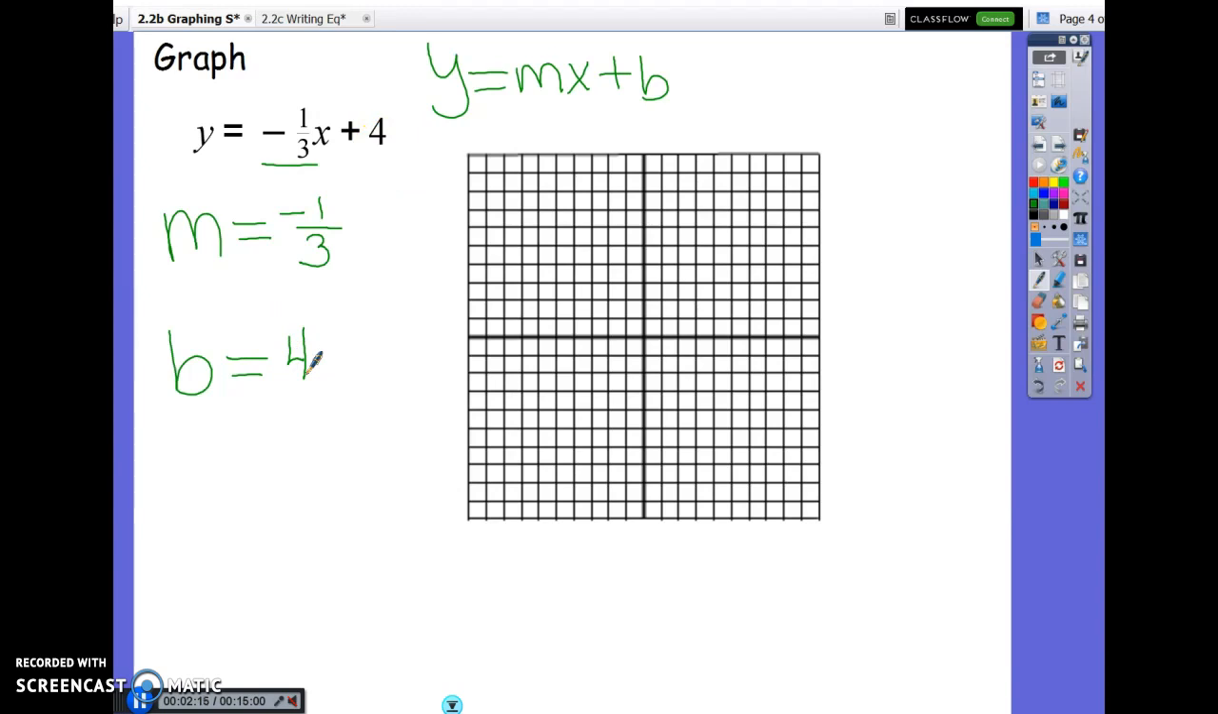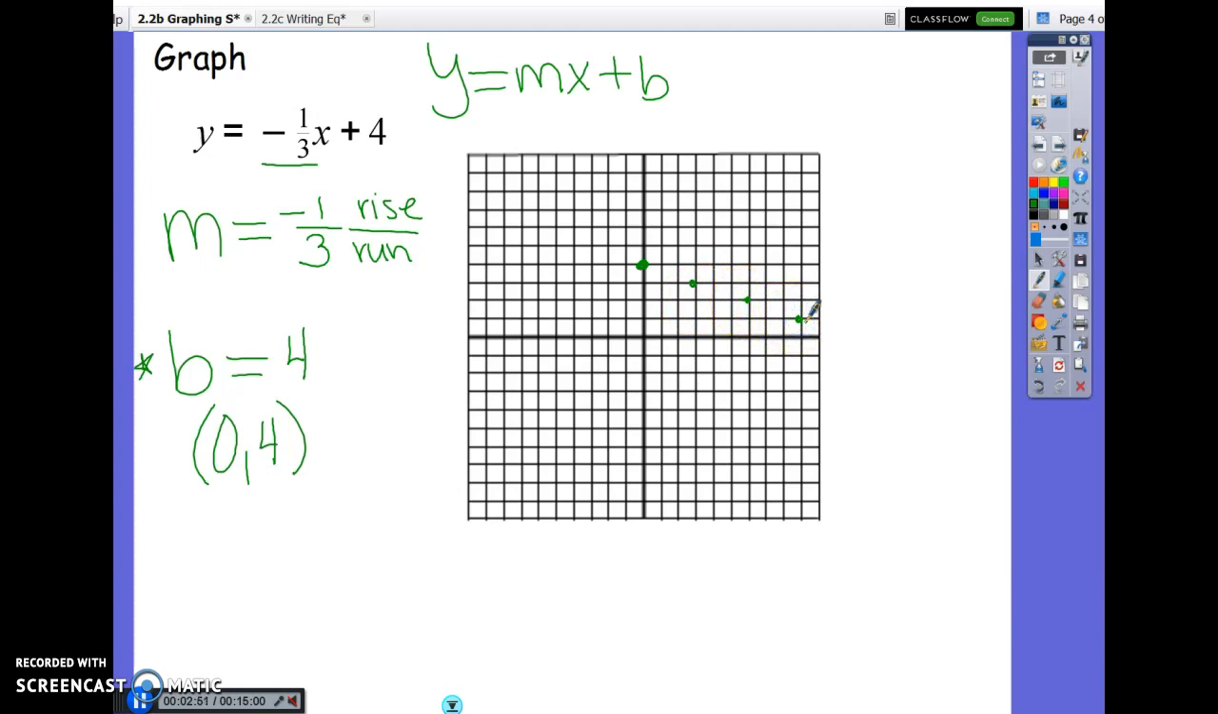Now that we have this, we're going to use it to graph our line. Well, we need a point. So we are going to use our y-intercept to find a point on our graph. Remember, if b equals 4, that means our y-intercept is the point (0, 4) by definition. So let's graph (0, 4). Well, our slope we know represents our rise over our run. So to get to another point on this line, we are going to go down 1 and over 3. Down 1 and over 3.